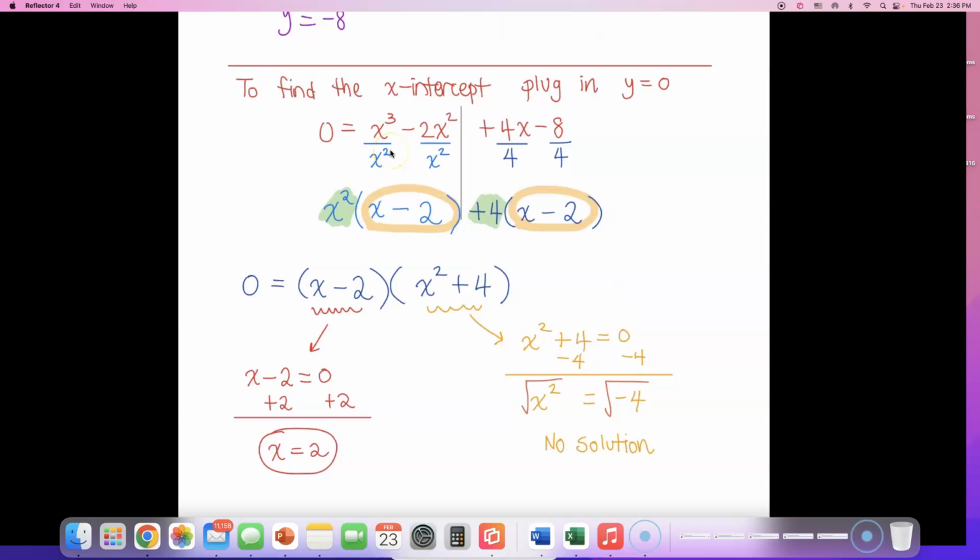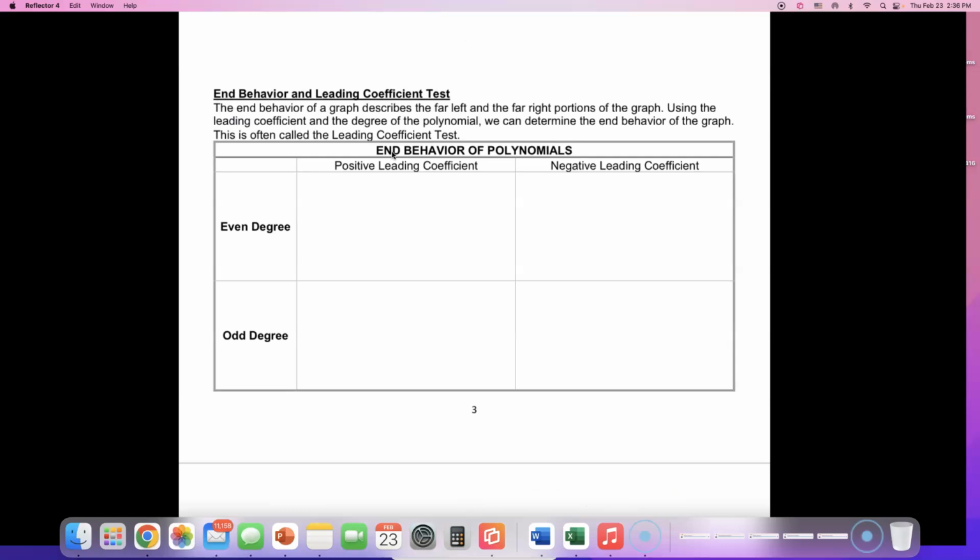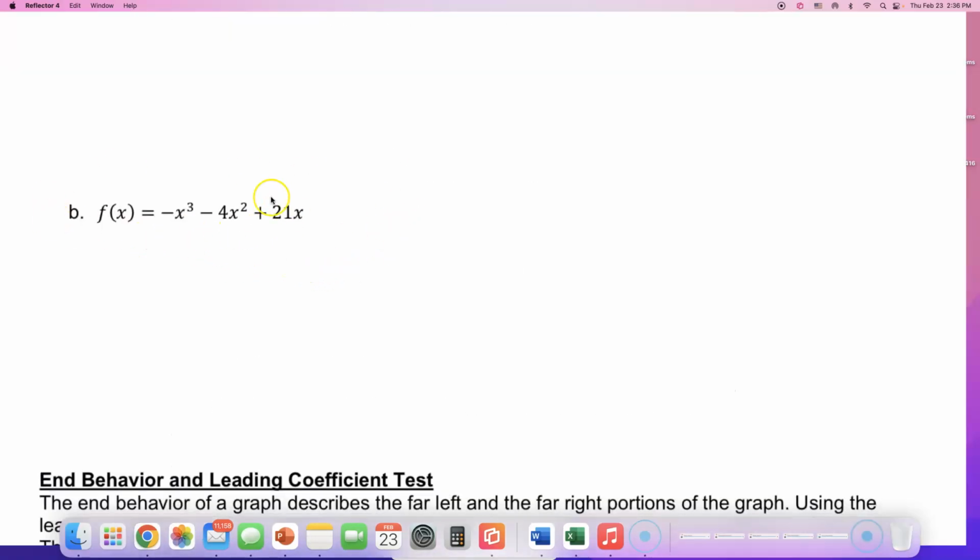I have another problem just like this, but I'm going to go ahead and start a new video to go over this second example, okay?